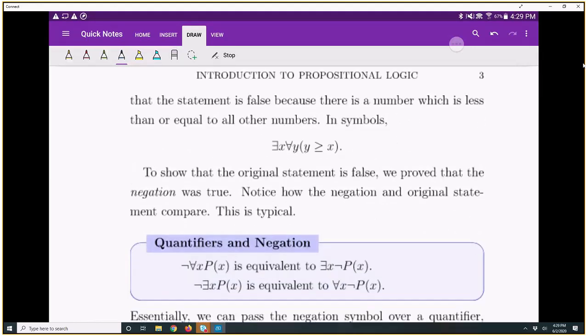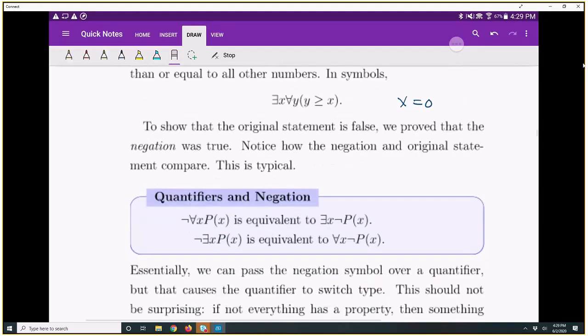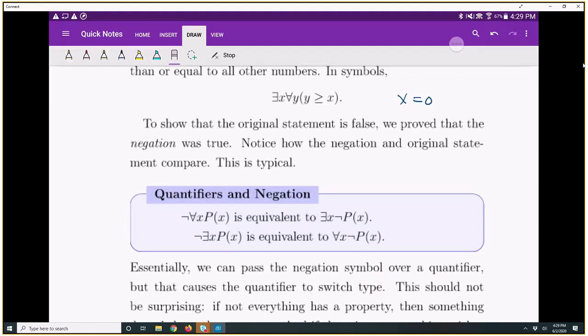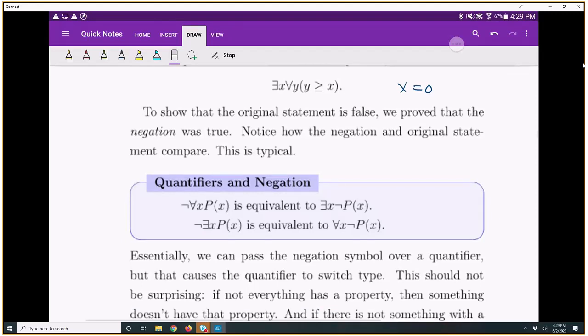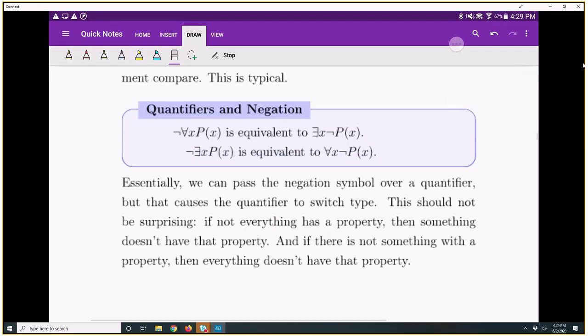So in symbols, what we found out is that there exists an x such that for all y, y is greater than or equal to x. That's x equals 0. X equals 0 is such an x such that all natural numbers are greater than or equal to it. So to show that the statement was false, we proved that the negation was true. And this will often be the strategy for these types of things.